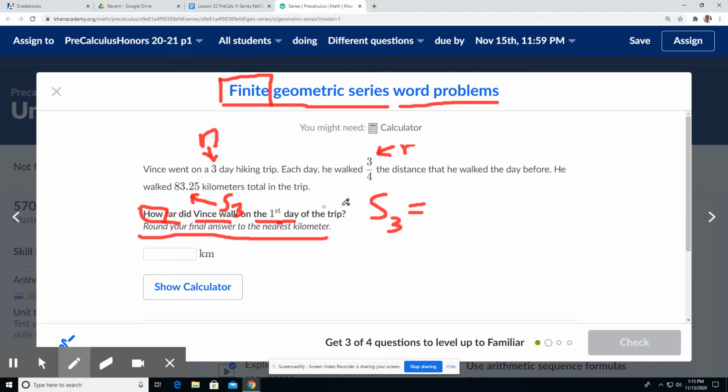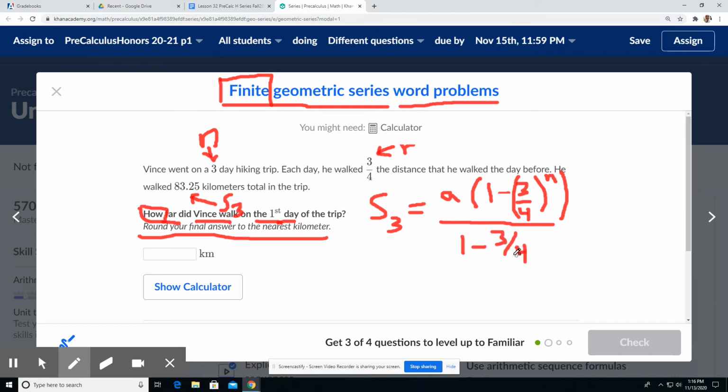is equal to, a is what we want, that's the first term, times 1 minus our common ratio. Our common ratio in this case is 3/4, to the n, over 1 minus our common ratio, which is 3/4.